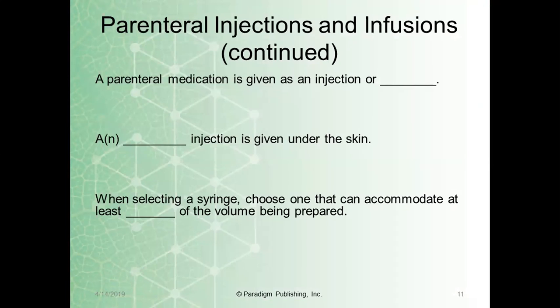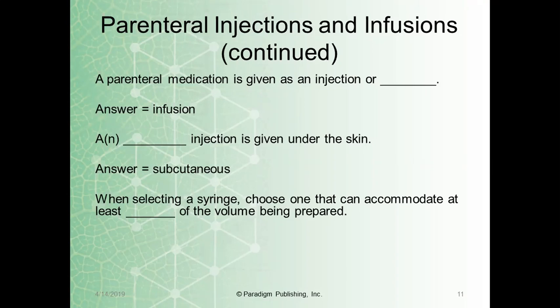So, for example, a parenteral medication is given as an injection or infusion. I'll give you a couple of seconds to answer. So again, it's either going to be via subcutaneous, intramuscular, or intravenous. An injection is given under the skin, so that's a subcutaneous.